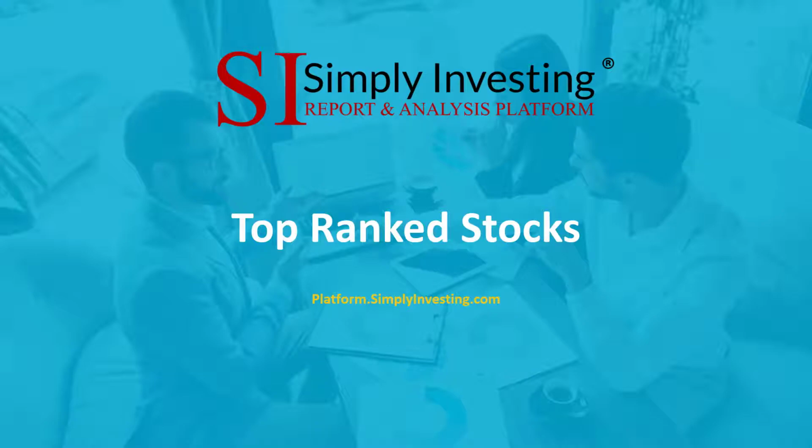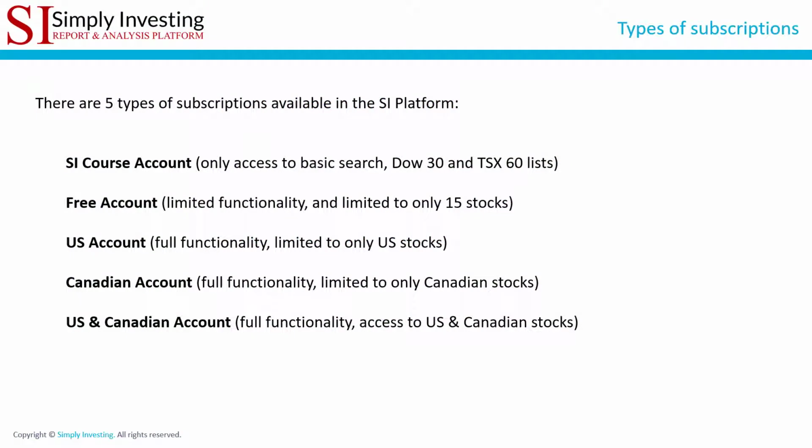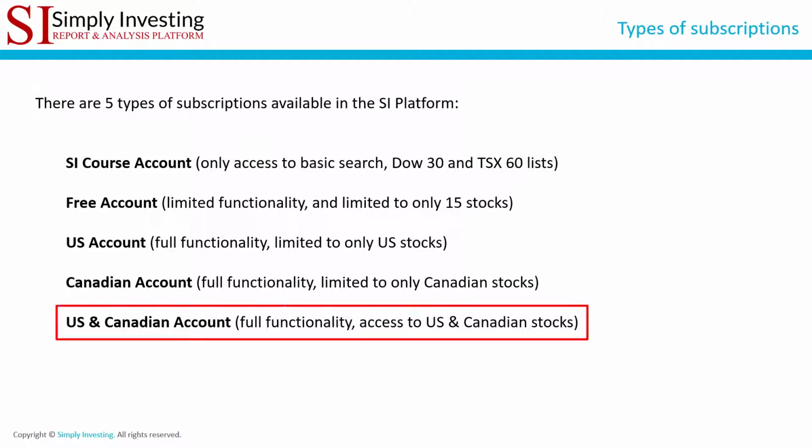This video will describe the top-ranked stocks page. In the Simply Investing platform, there are 5 types of subscriptions available to you. This video will use the US and Canadian account to demonstrate the top-ranked stocks page.